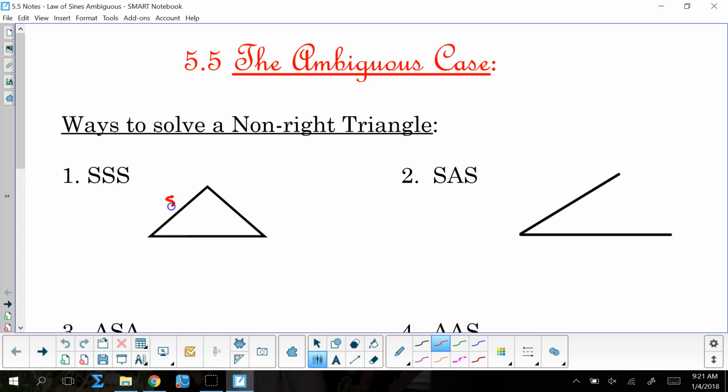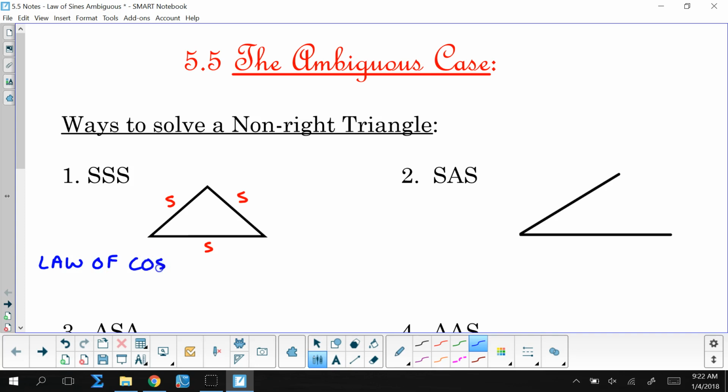That would be where you are given the 3 sides of the triangle. And that's cool. You get to use what's called the law of cosines. And the cool thing is only one triangle is formed when it's a side, side, side case. We haven't gotten to the law of cosines yet. We will get to it next week, Wednesday.